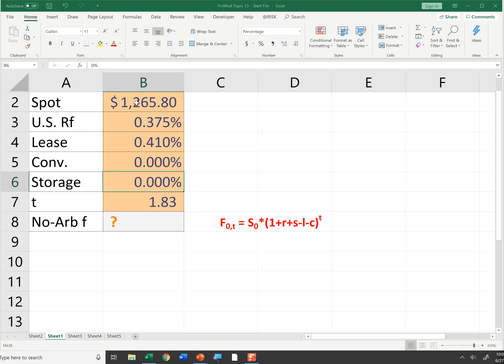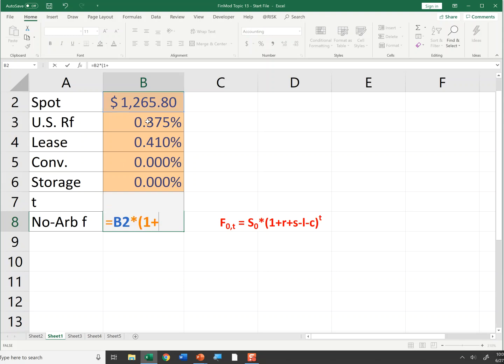We'll assume no convenience, no storage cost, and so we'll just calculate the no arbitrage forward price, the spot price, times 1 plus the interest rate plus the storage cost. Those are my two costs, minus my two benefits, any lease rate minus any convenience from holding physical asset, raised to the T power. So in this case, the no arbitrage forward price for gold will be $1264.99. Since the interest rate is pretty close to the lease rate, the spot price is pretty close to the forward price.